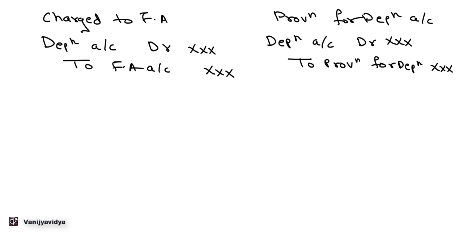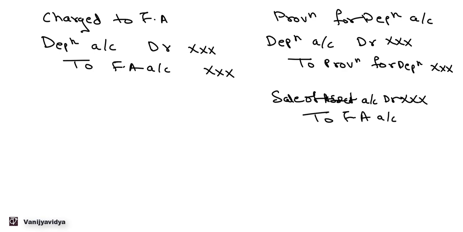So when the asset is transferred to the sale of asset account, your entry will be: sale of asset account debit to fixed asset account. Here you transfer the cost of the fixed asset which is sold to the sale of asset account. Now you transfer whatever is the accumulated depreciation provision for that asset till the date of sale to the sale of asset account.